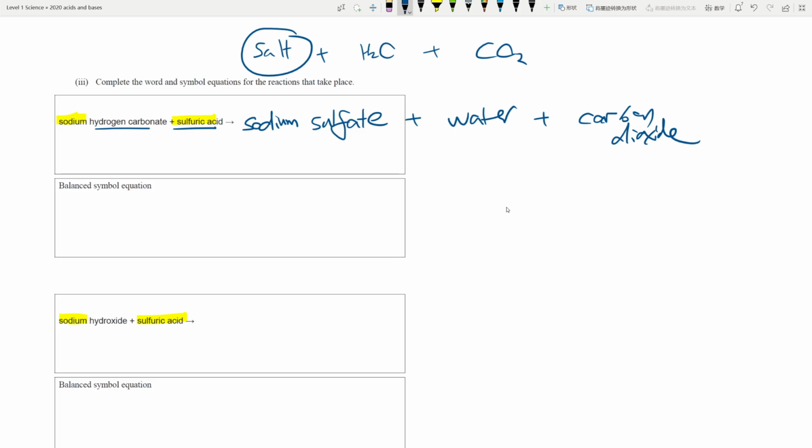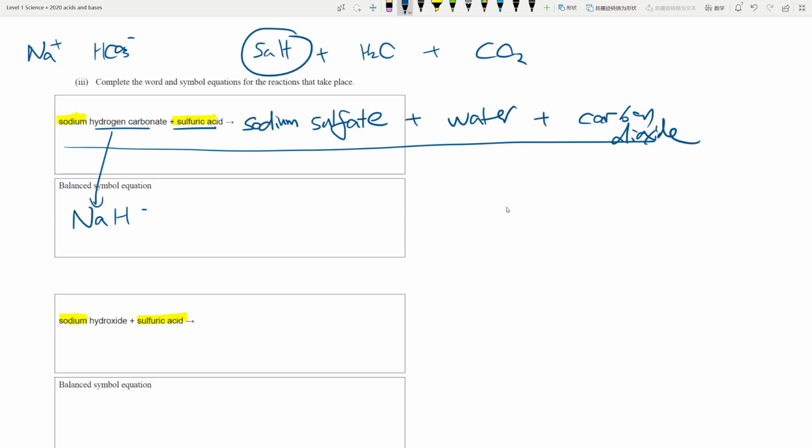So this is for just Achieved. Now if you're someone sitting between Achieved and Merit, and you're not so confident, I would strongly recommend you do the word equation first, and then just translate. What's sodium hydrogen carbonate? This is where you use your table of ions. Sodium is Na+, hydrogen carbonate is HCO3-. This is all on the table of ions. So sodium hydrogen carbonate will just be NaHCO3. Sulfuric acid, memorize it: H2SO4.